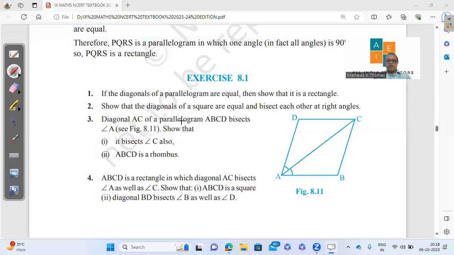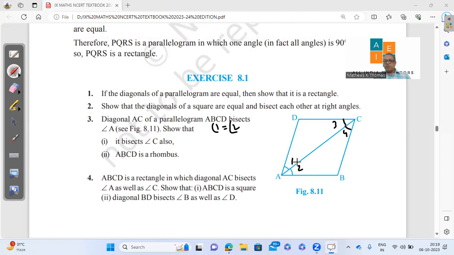Question number 3, diagonal AC. Figure is already given to us. Diagonal AC bisects angle A. That means already it is given to you that 1 and 2 are equal. Show that it bisects C. That means I have to prove that angle 3 equal to 4, and I also have to prove that ABCD is a rhombus. So diagram is already given to us.